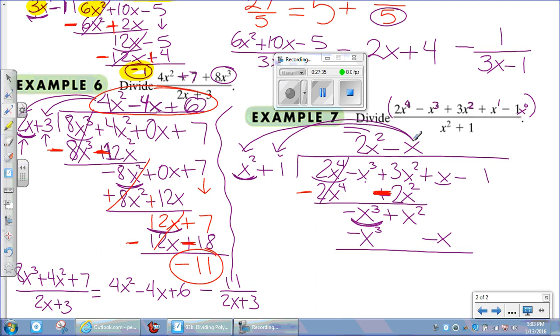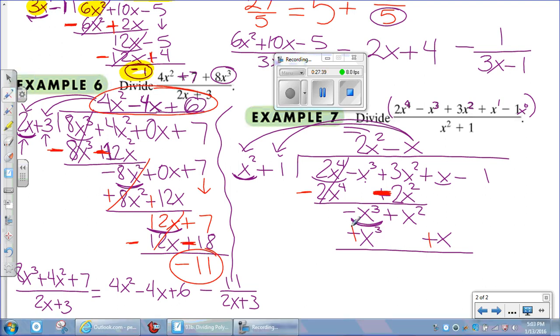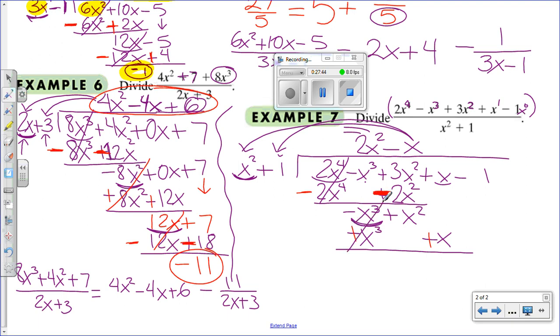We're subtracting, so I need to change the signs. This goes to positive, positive, and then we combine like terms. So negative x cubed plus x cubed will cancel. It's equal to 0. I'm going to drop this term, the positive x squared. And here we have positive x plus x, so that will be plus 2x.